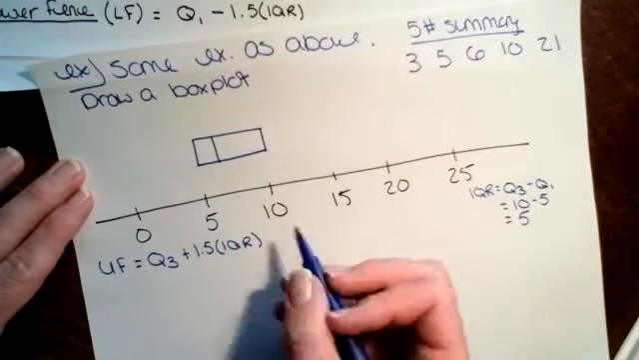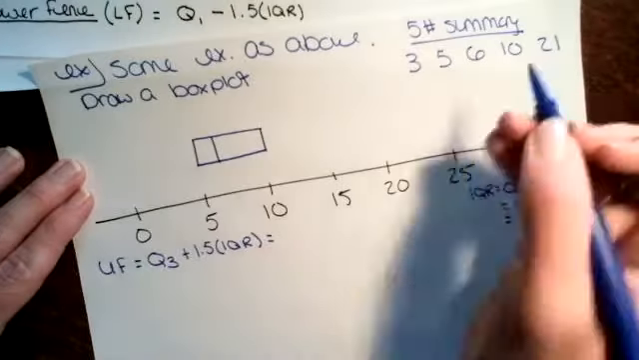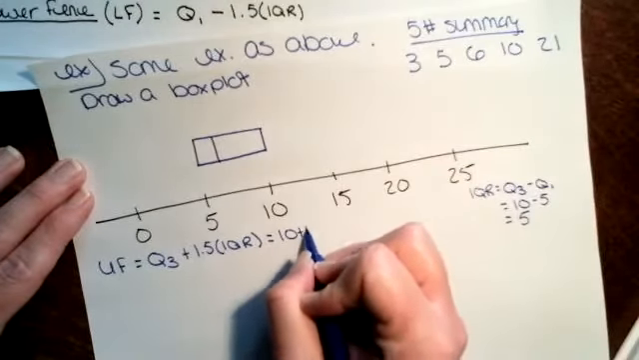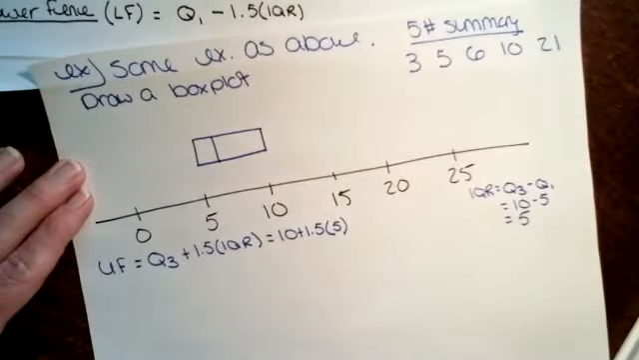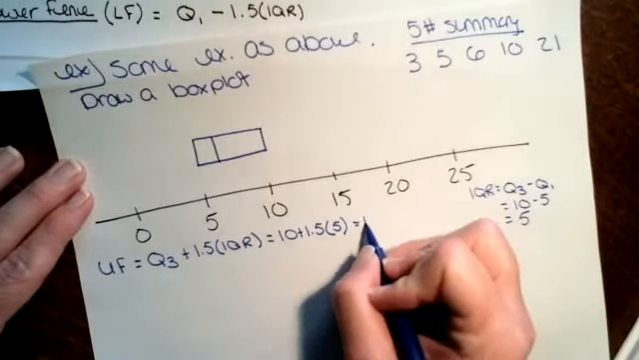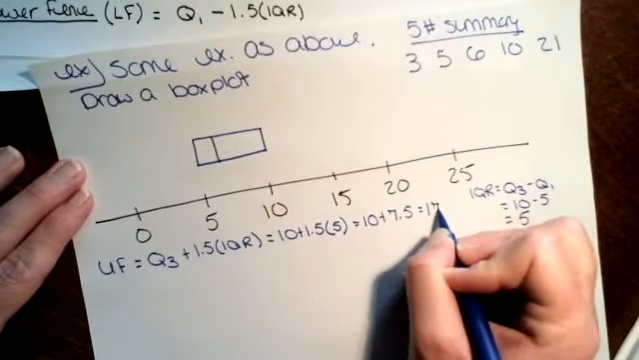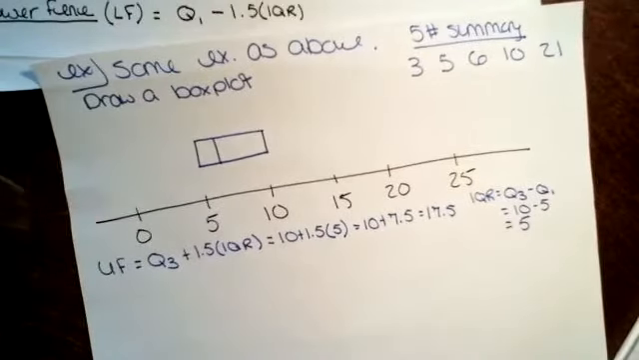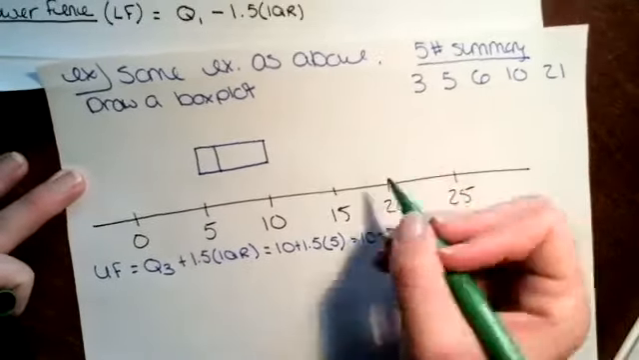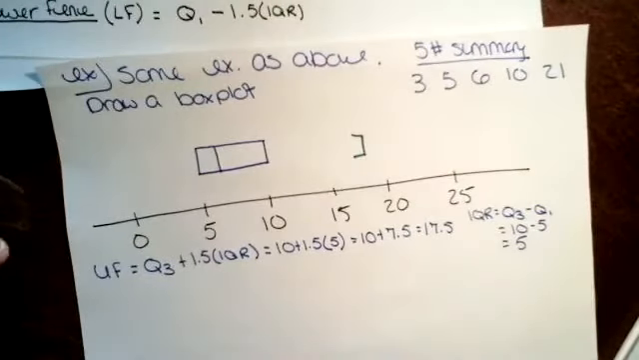So I can plug that in now. My quartile 3 is 10 plus 1.5 times IQR, which is 5. So this ends up being 10 plus 7.5, which is 17.5. So that is my upper fence. I'm going to mark my upper fence here at 17.5. So that's right around here. It's my upper fence.